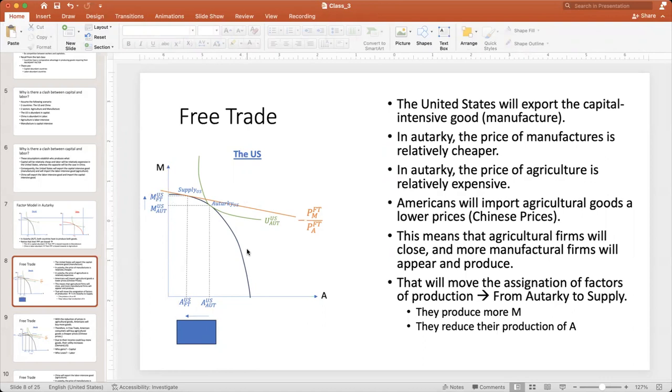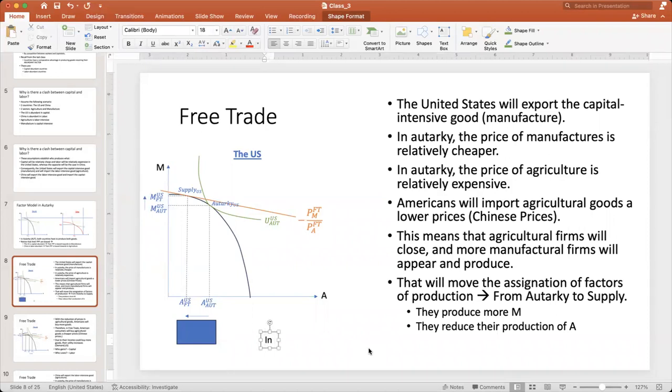So the economy as a whole is going to be in a different scenario. We're going to move from the autarky situation to the free trade situation. But the free trade situation is going to separate demand from supply. And remember, in free trade, demand is not equal to supply.